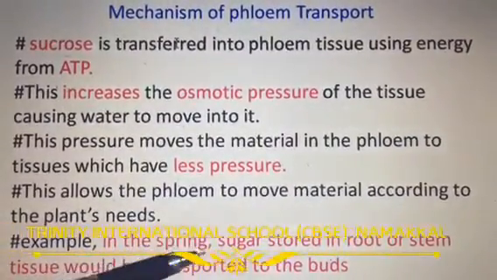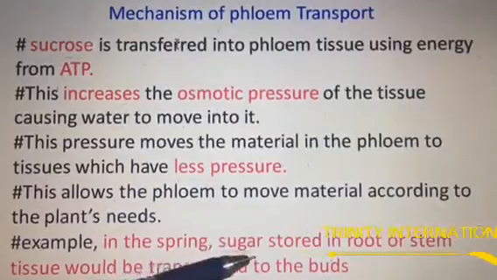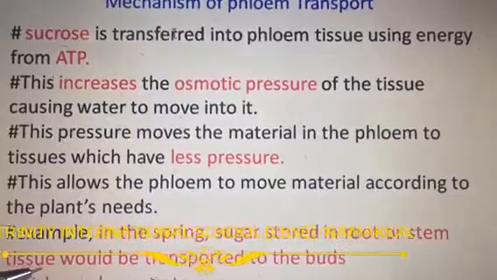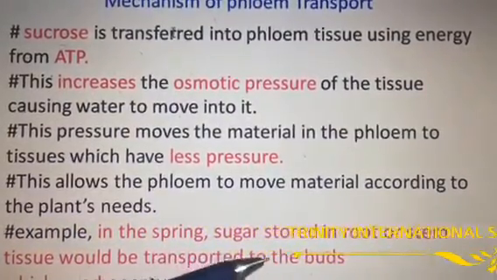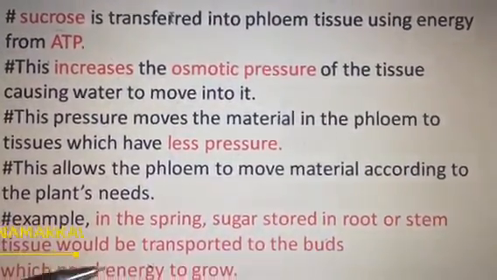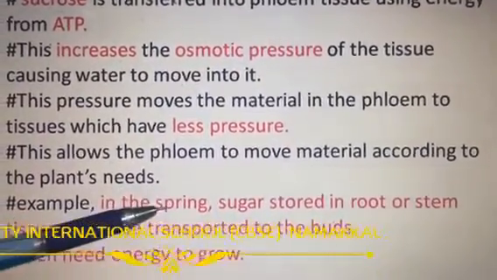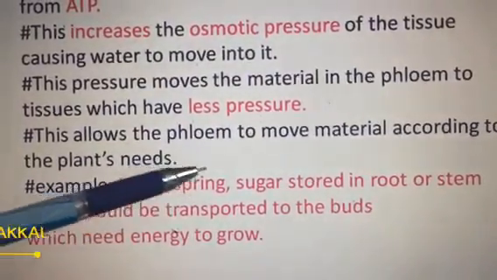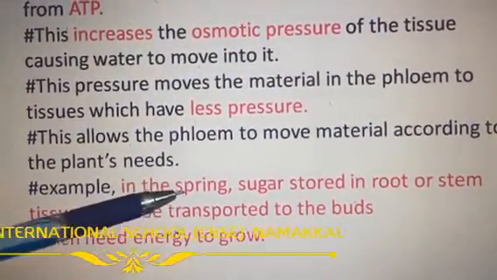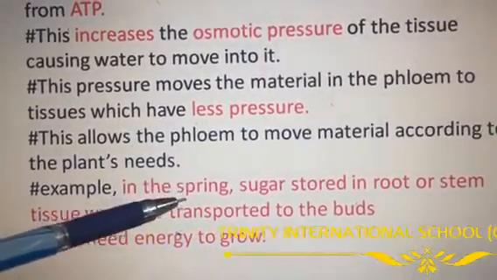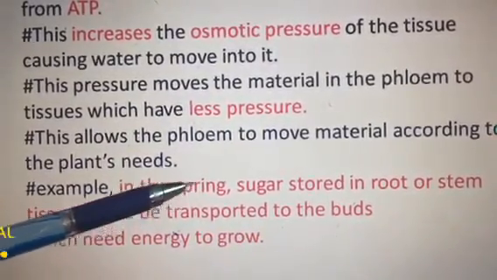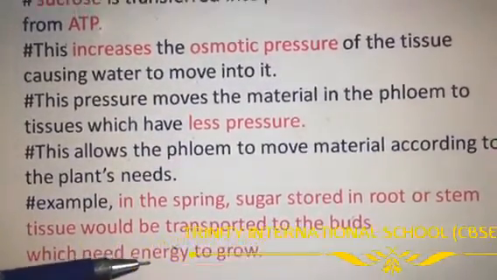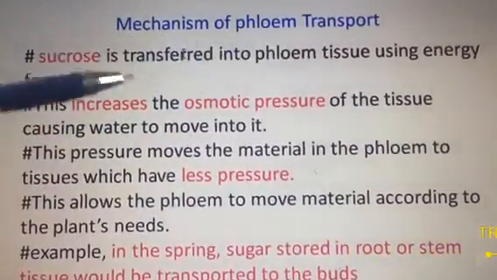For example, in spring season, sugar stored in root or stem tissue is transported to the buds which need energy to grow. In spring season, all the plants and seeds start to grow, so at that time they need energy. Wherever the energy is necessary, the energy reaches that particular area for growth. So this is the mechanism of phloem transport.